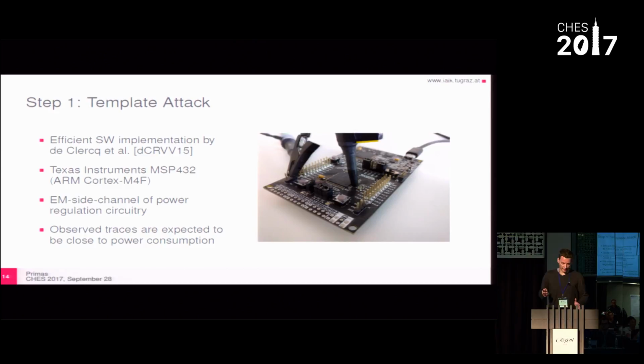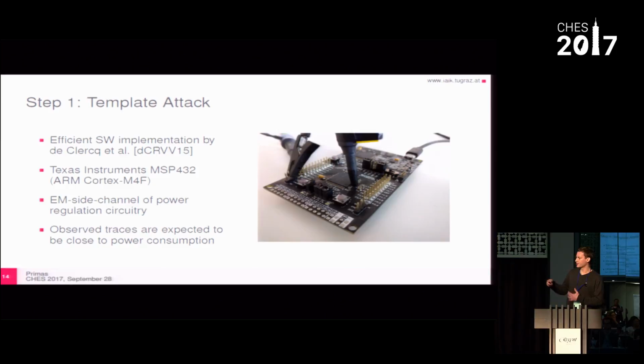So let's talk a little bit about the steps. In step one, as I already mentioned, it's more or less an ordinary template attack. So we use an efficient software implementation of this encryption scheme by de Klerk et al. And for the attack setup, we are using a Texas Instruments MSP432 that features a Cortex-M4. And as for the leakage analysis, we do an EM side-channel attack. So basically, we place EM probes on the power regulation circuitry, as indicated here, for example. So what we are measuring is probably something that is really close to the actual power consumption, but just as EM side-channel.